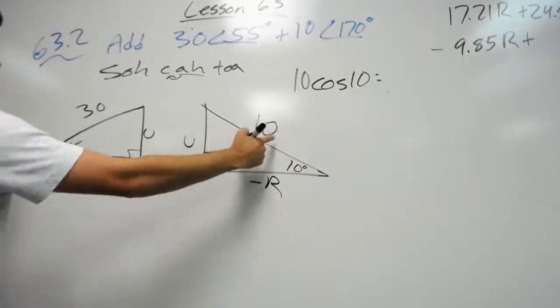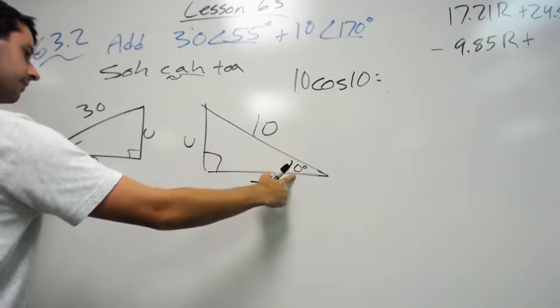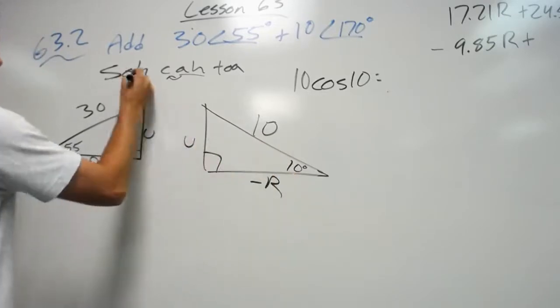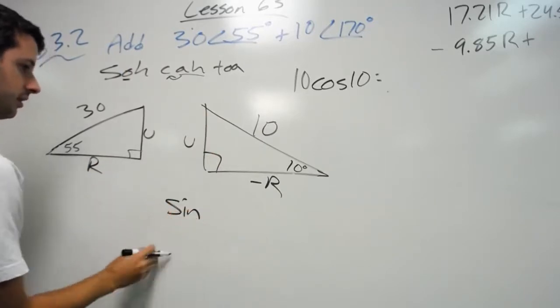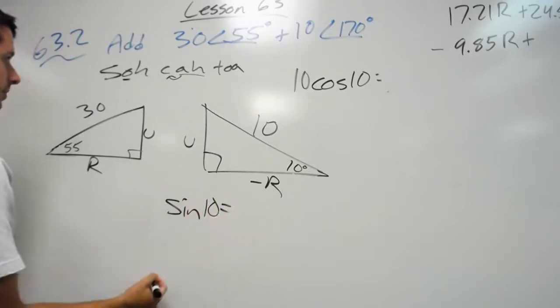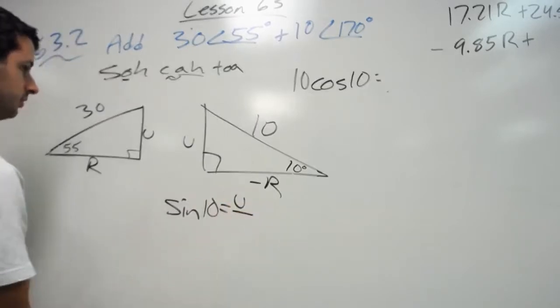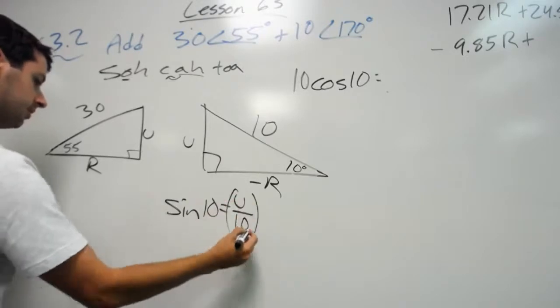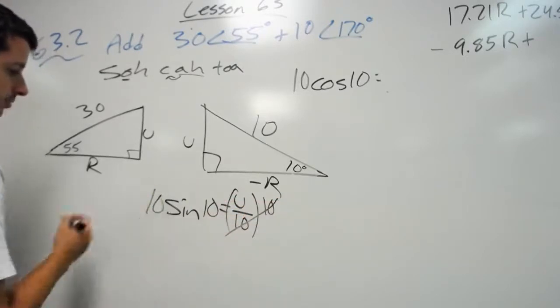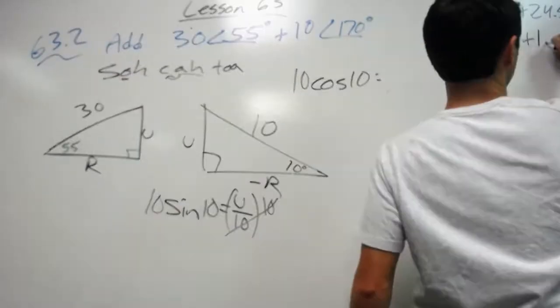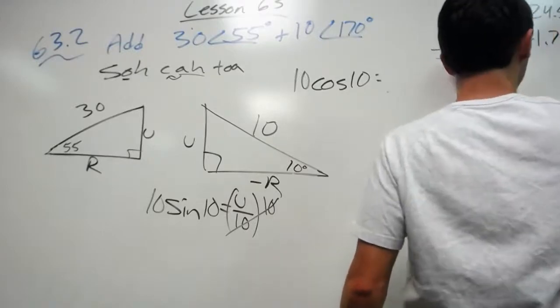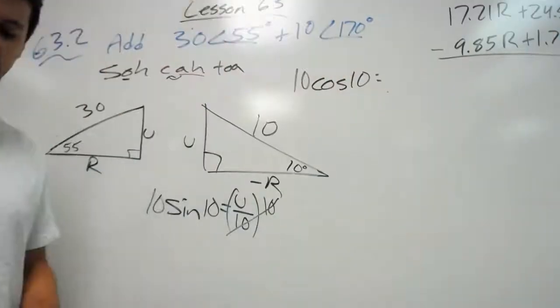Solve for u. In relation to 10 degrees, u is opposite, and 10 is hypotenuse. So we use sine of 10 degrees equals opposite, our letter here is u, over hypotenuse 10. Multiply the 10 to get u by itself. And 10 sine of 10 is 1.74 u. Now plug these in our calculator and add.